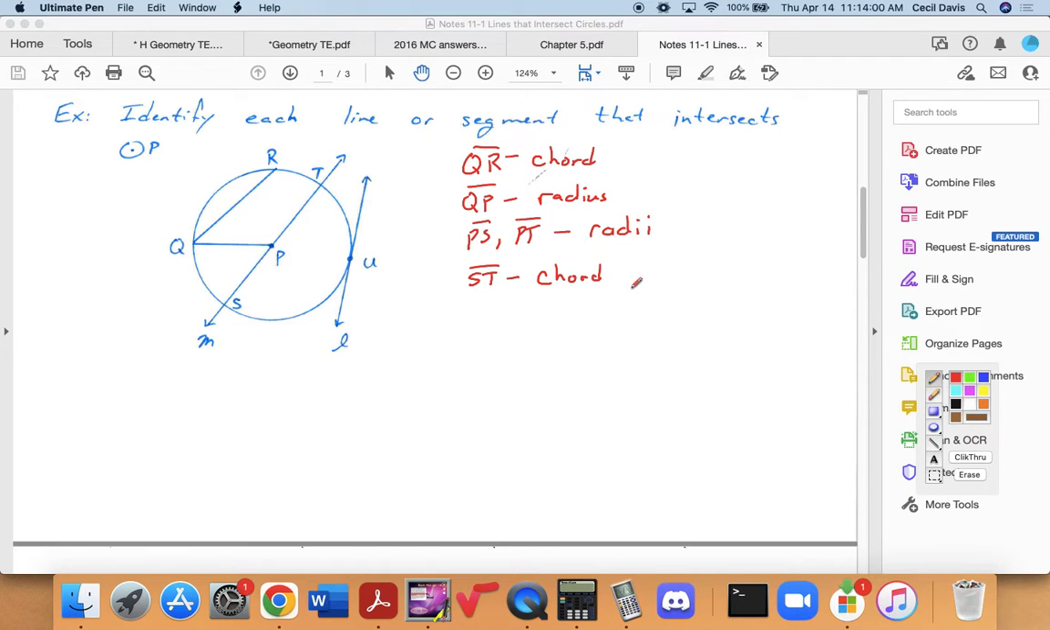Oh. All right, so what is the other name for this chord? Diameter. It's a diameter. A diameter is a chord that contains the center of the circle.